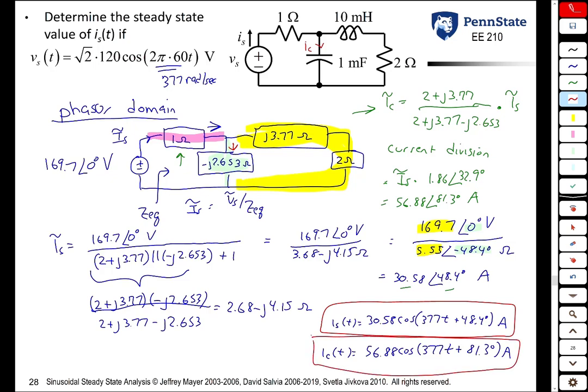If after that you wanted the voltage across the capacitor, you could do that a couple different ways. One way you could do it is multiply IC phasor by this impedance. Remember, voltage is current times impedance. The other thing you could do is recognize the fact that the voltage across the capacitor is 1 over C times the integral of the current. So you could actually find VC of t a couple different ways.